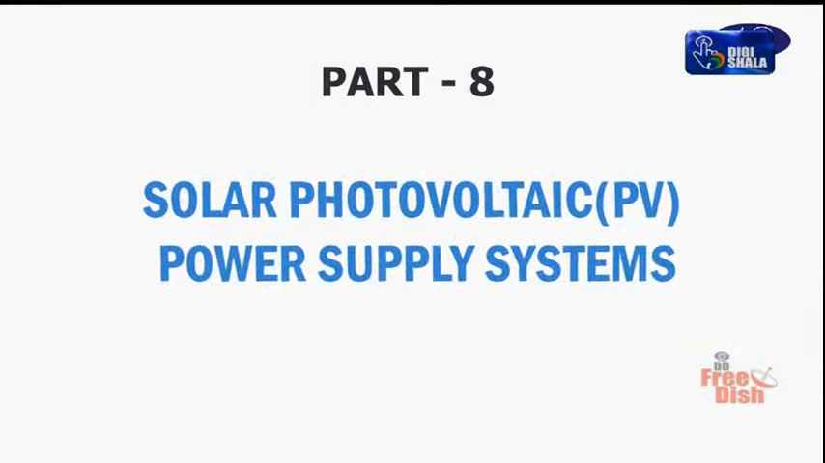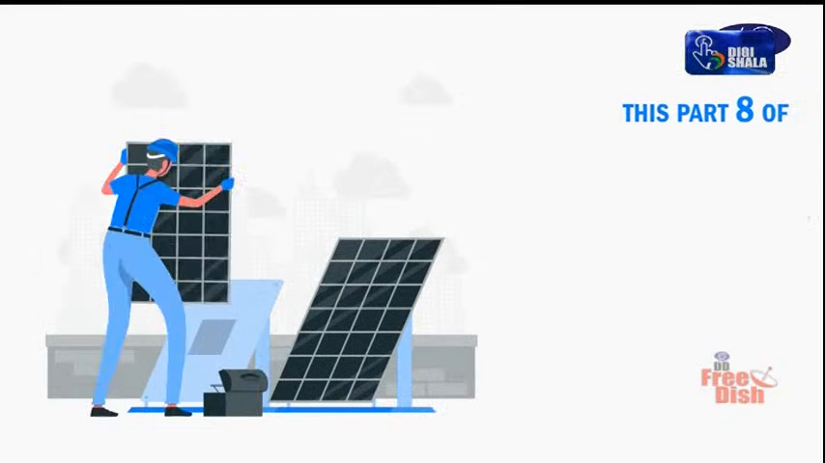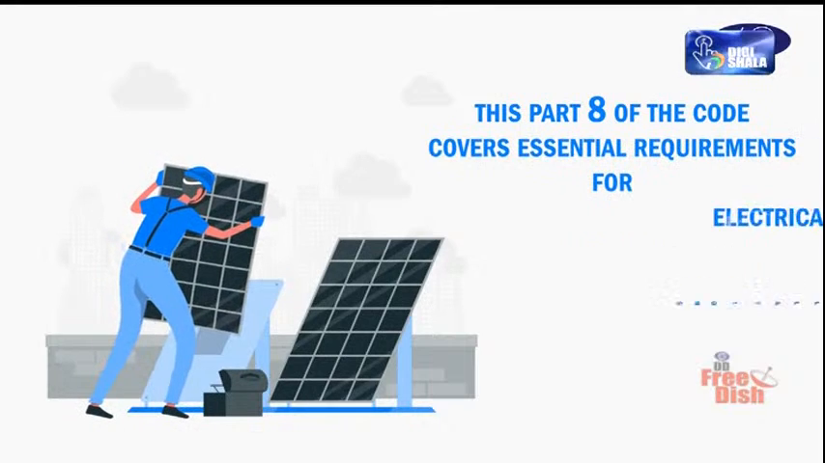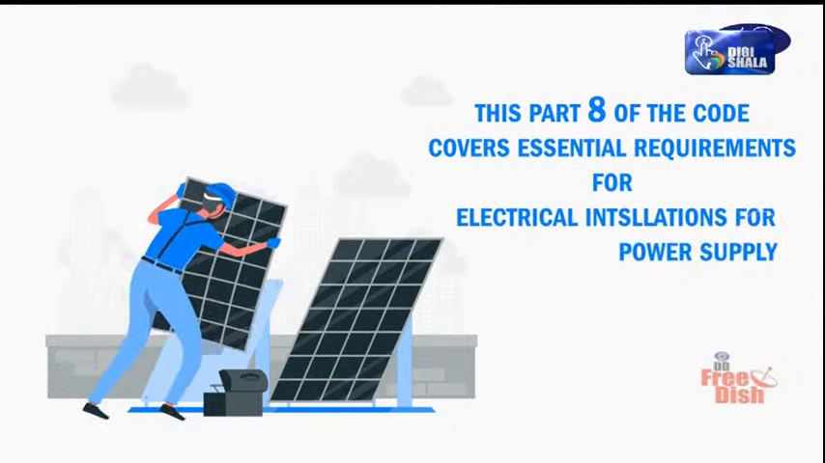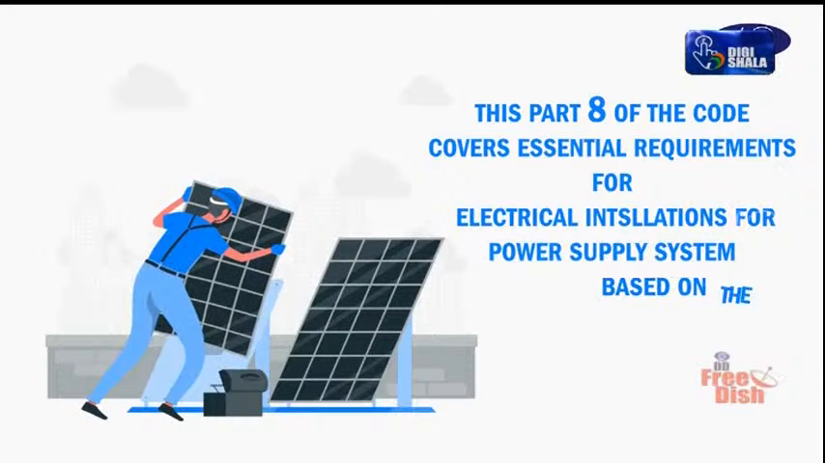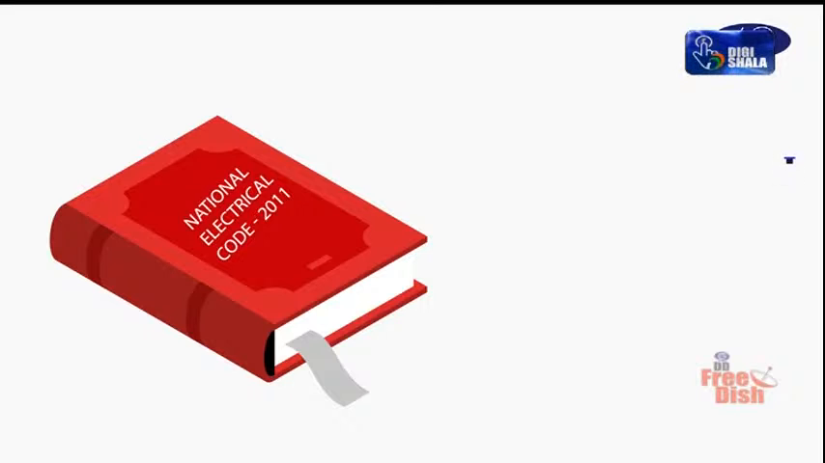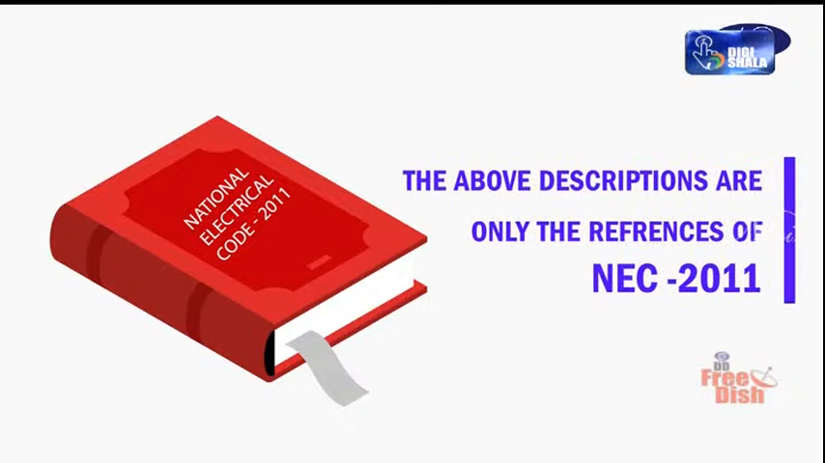Next one is Part 8, solar photovoltaic power supply systems. This Part 8 of the code covers essential requirements for electrical installations for power supply systems based on solar photovoltaic energy, including systems with AC modules. The above descriptions are only the references of NEC 2011.